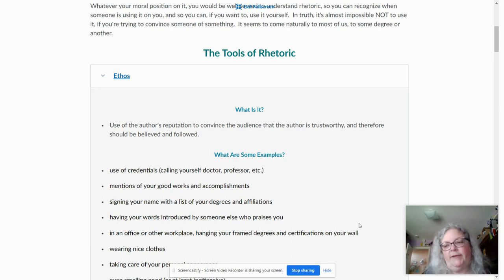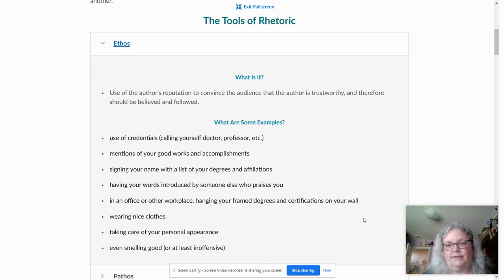Now, because we tend as a society not to love people who praise themselves, another form of ethos is having your words introduced by someone else who praises you. So you'll see this in a lot of cases where there's a speaker, someone else will come in and say wonderful things about that speaker to introduce them and then invite them on the stage, and the speaker will deliver their message. That's a form of ethos.